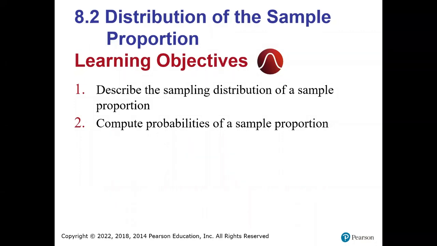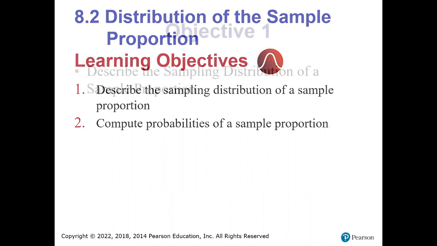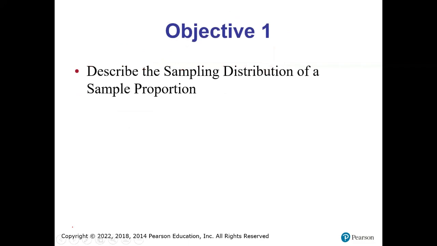All right, so we're going to keep working on chapter 8 here. So we are going to continue working on sampling distributions, but now we're going to look at proportions. So we will first discuss how we find the sampling distribution of the proportion and then conduct some probability questions. First up is describing the sampling distribution of a sample proportion.